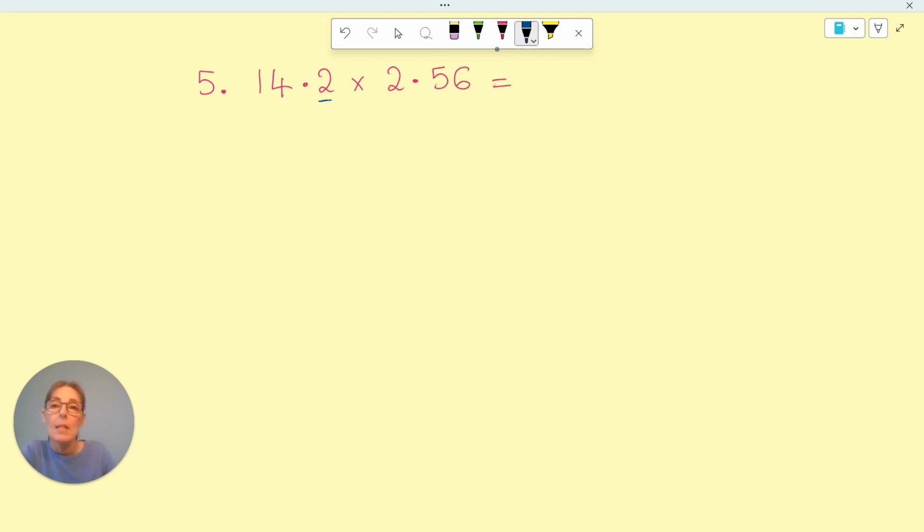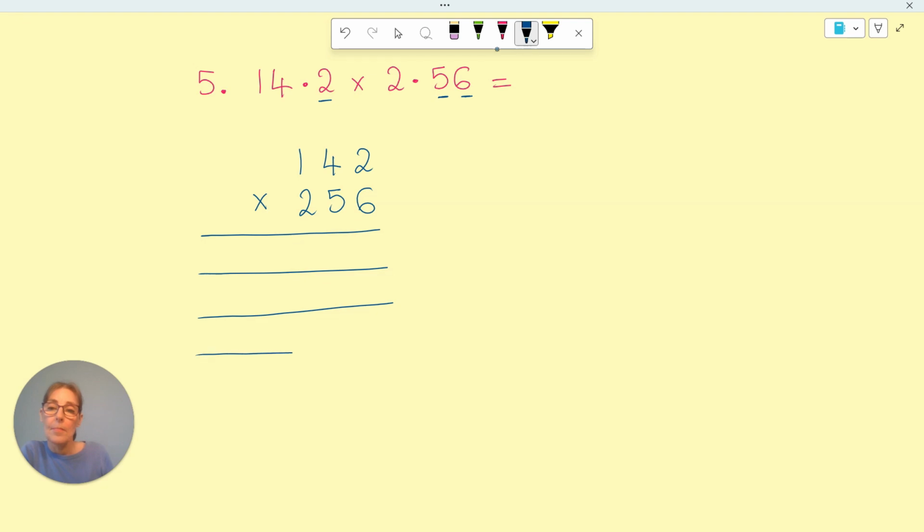Okay, take out the 3 decimal places. So we're going to now work out 142 multiplied by 256. Gosh. Okay, this is big. All right, so we've got our ones, our tens, and we've also got hundreds.